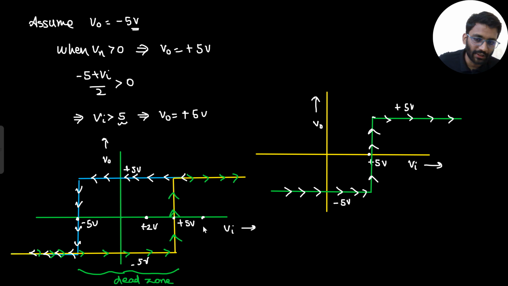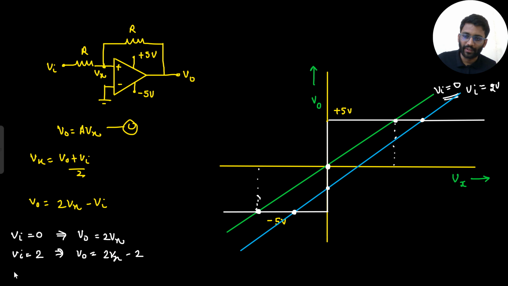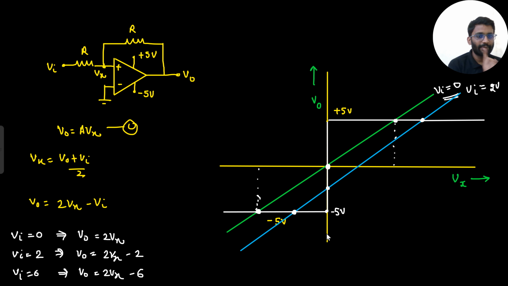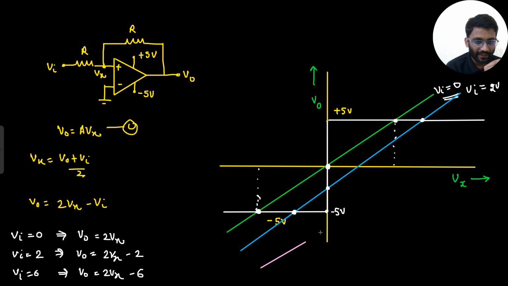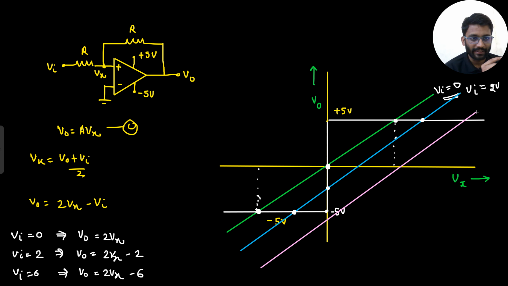Now let's check for Vin equals 6 volt. For Vin equals 6 volt, I am expecting only one output, that should be plus 5 volt. So let's check here. When Vin is equal to 6 volt, what will be my output? That should be 2Vx minus 6. What was this point? This point was minus 5 volt. 2Vx minus 6 means it should cut the y-axis at minus 6 volt. So it will pass somewhere from here, somewhat like this.